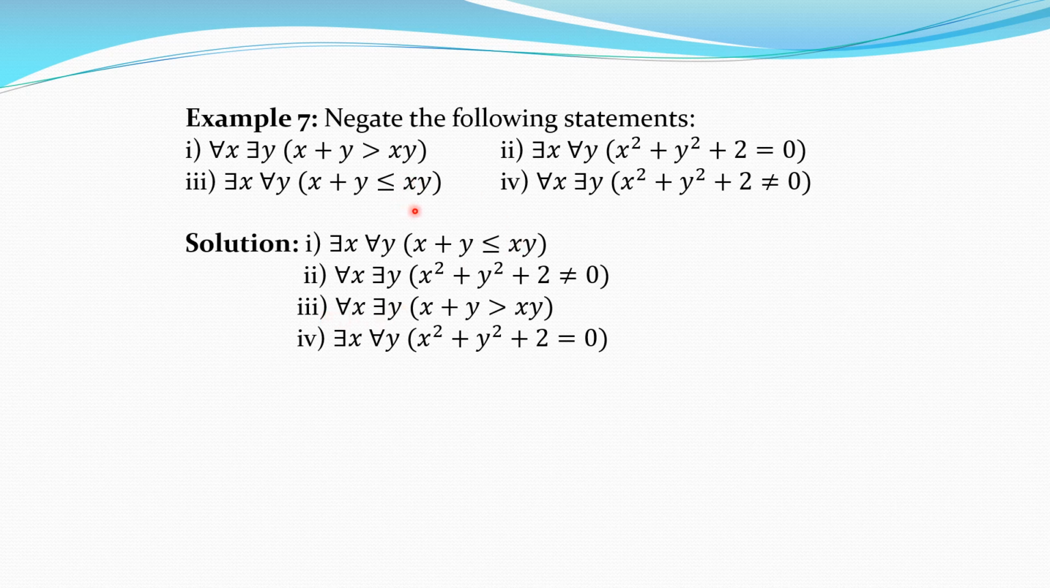Now fourth, for all x there exists y, x square plus y square plus 2 not equal to 0. So negation is there exists x for all y, x square plus y square plus 2. Not equal means equal. So x square plus y square plus 2 is equal to 0. So in this way, given a statement in symbolic form, we can write its negation.